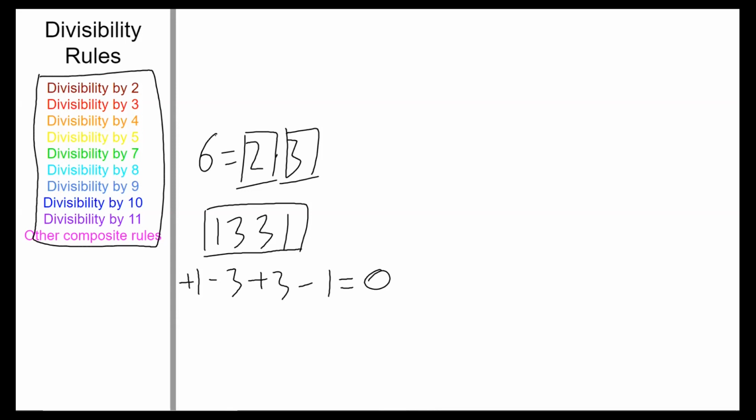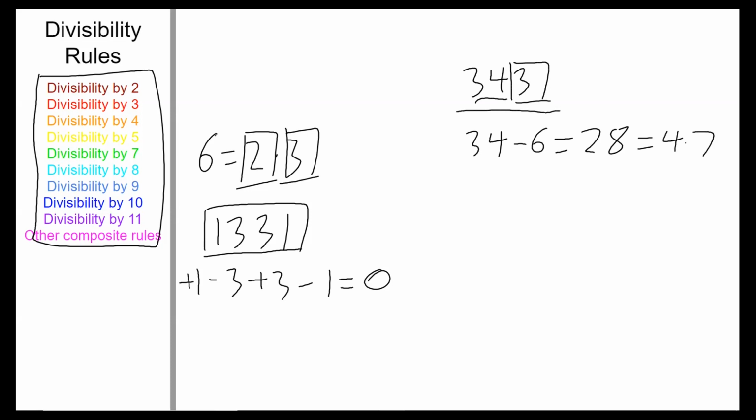So 7 is, you double the last digit and subtract it from the rest of the number. For example, 343. If you double the last digit, that gives us 6, and do 34, which is the rest of the number, minus 6. That gives you 28. And 28 is equal to 4 times 7, which means that this original number is a multiple of 7.